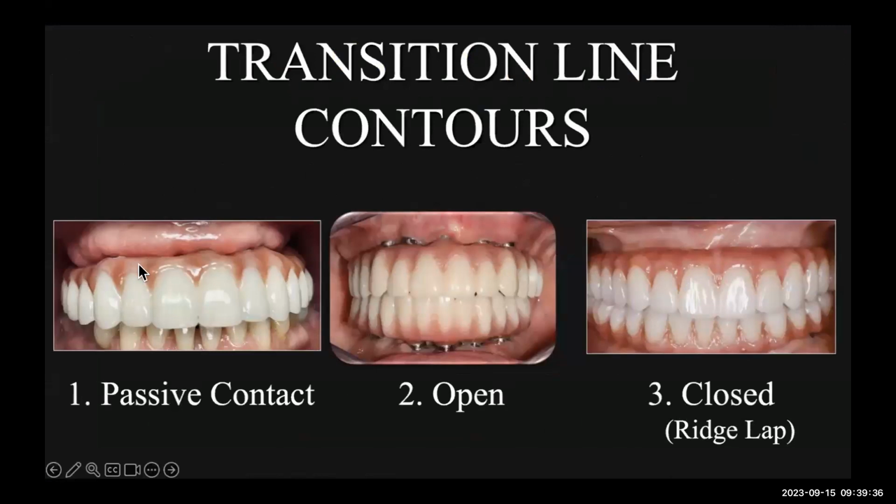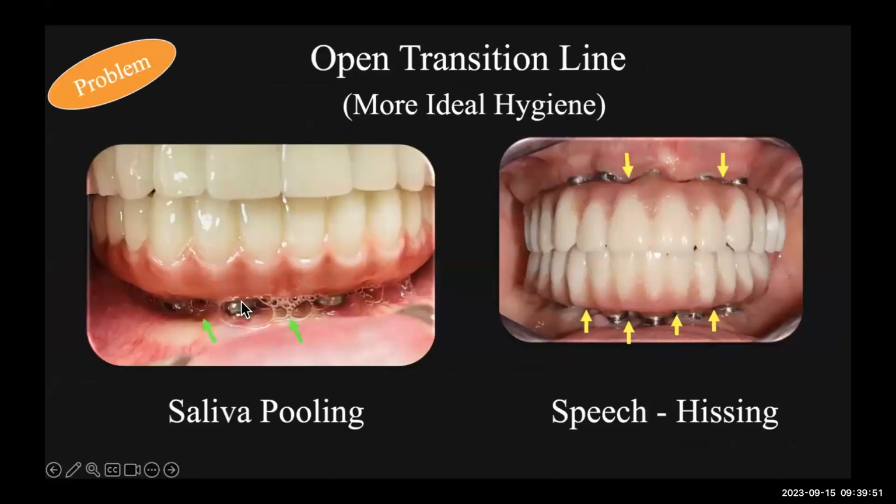Meaning, is that transition line a passive contact where the prosthesis just lightly touches the tissue? Is it completely open where there's a space? Or is it completely closed, what we call ridge lap? Well, if we look at an open, which if you look back at the Brånemark research, they found this to be the best because it was easy to clean. In fact, it was self-cleaning. However, patients don't accept this, especially on the maxilla. Why? Saliva pools there, speech, you'll get hissing sounds, you'll get food accumulation in there. So most patients don't accept that today, for obvious reasons why.